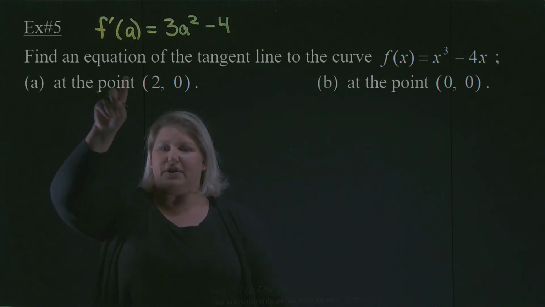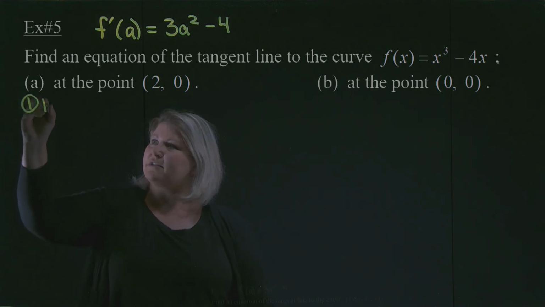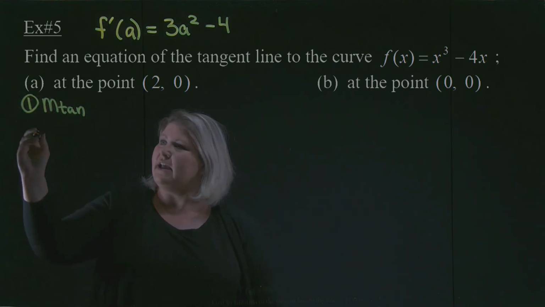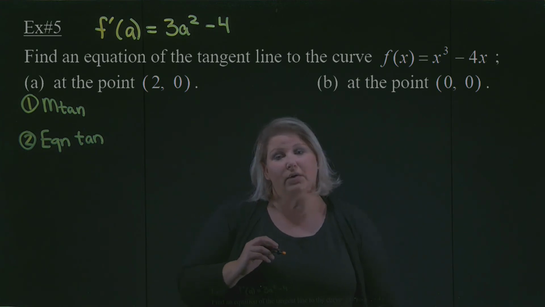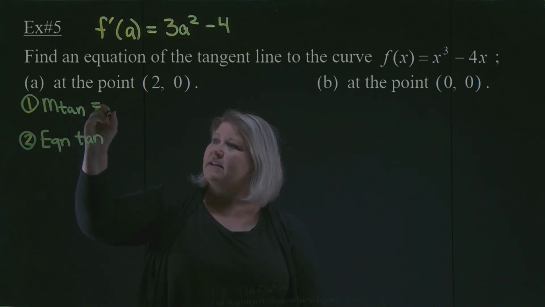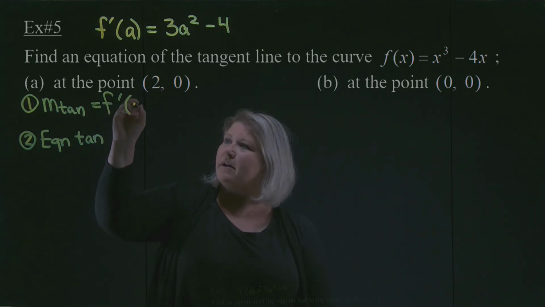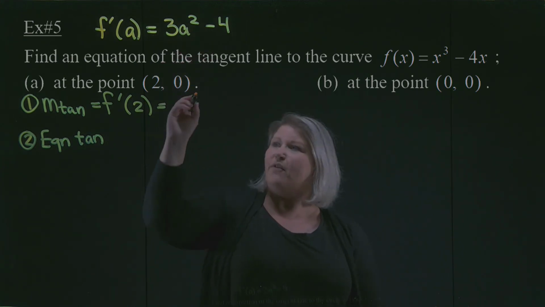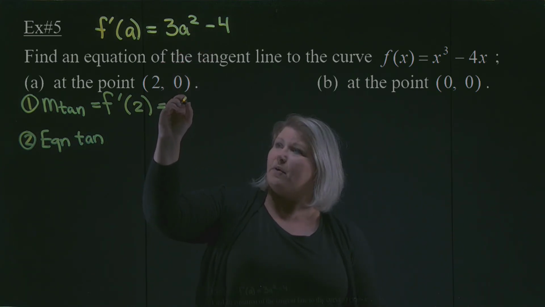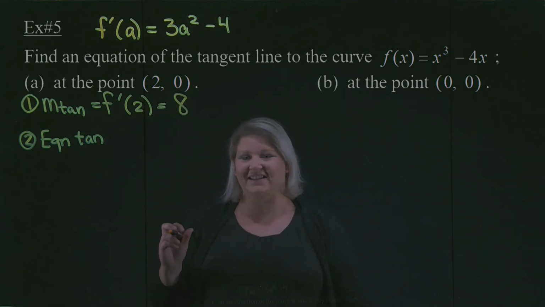So if I'm trying to find the equation of the tangent line, what I'm going to do first is I need to find the slope of the tangent line, and then I'm going to find the equation of the tangent line. So for the slope, since I'm finding it at x equals 2, I'm going to plug in 2 to my function here. So I'm going to get 3 times 4, which is 12, minus 4, which is 8. So f prime of 2 is going to give me 8.